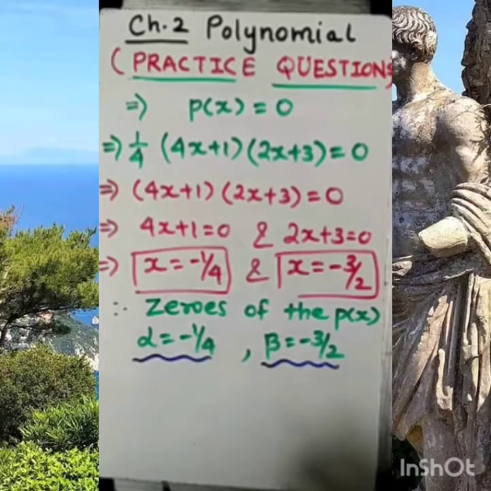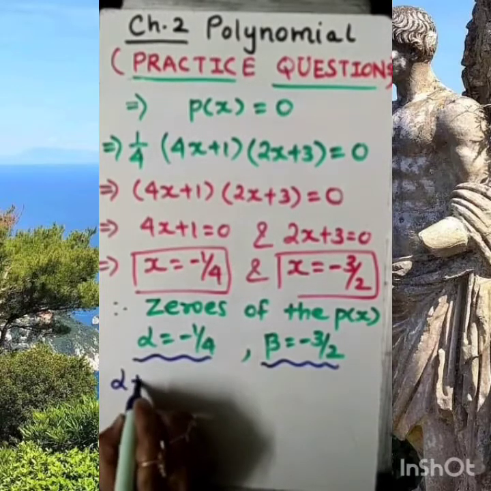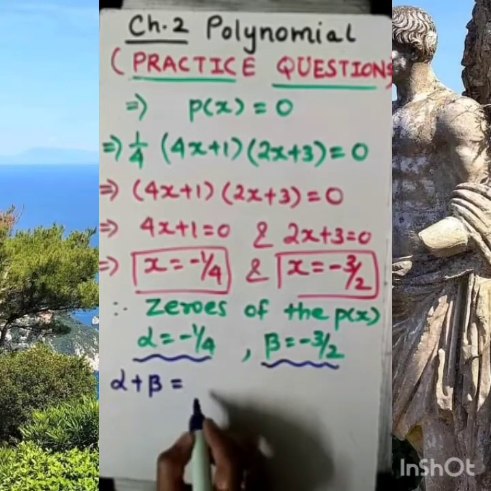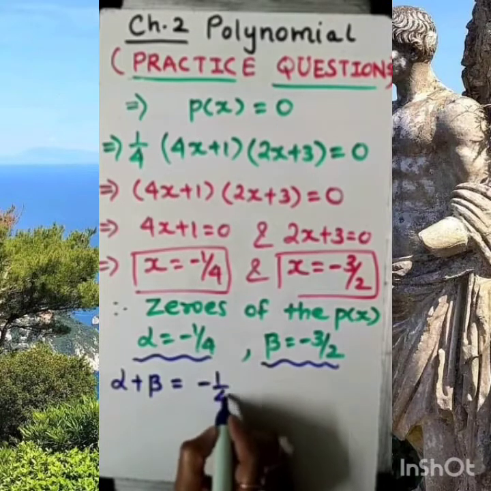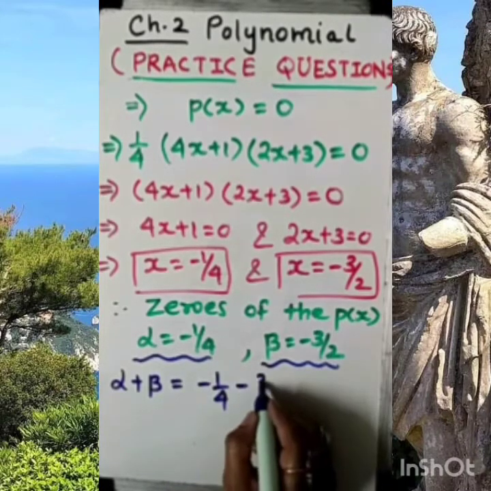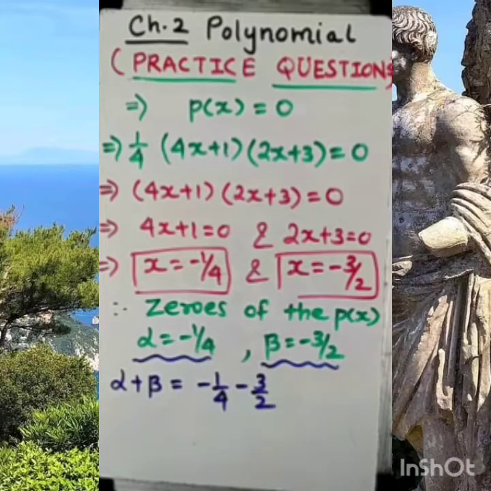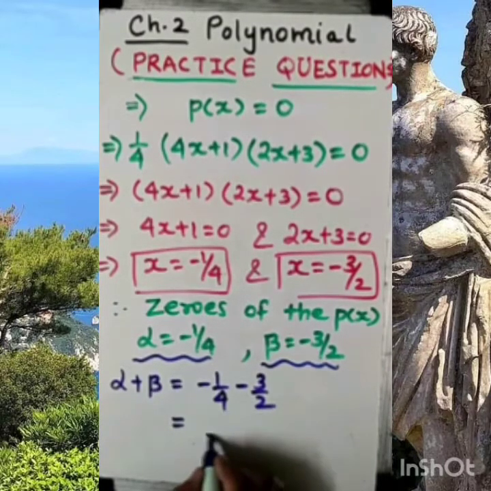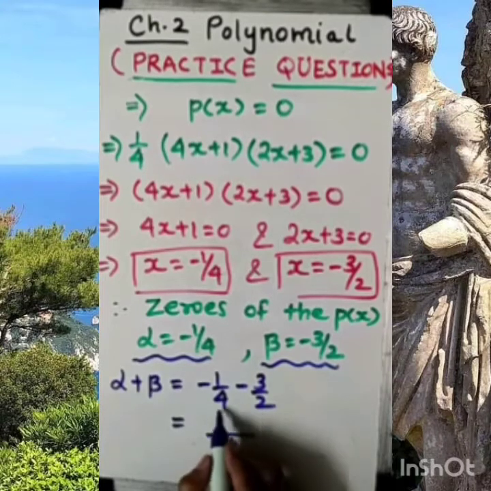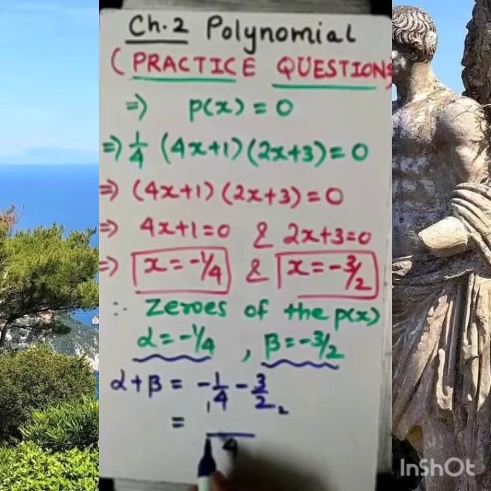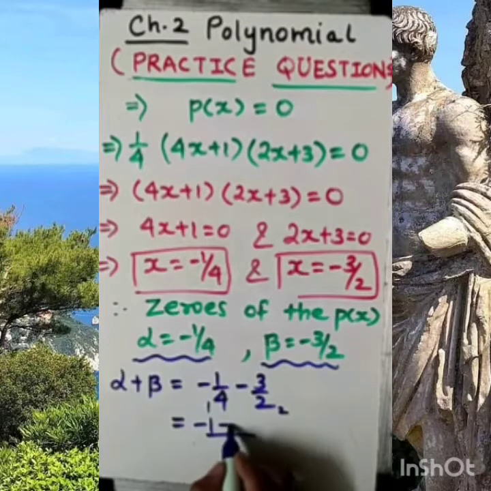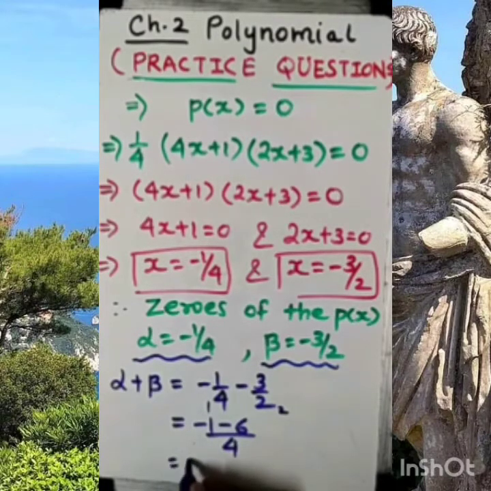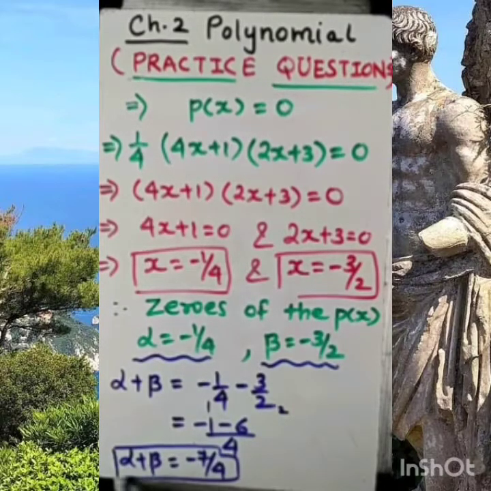Okay, so first of all, how do we check the relationship? Alpha plus beta. Let me add both of these: minus 1 by 4 and minus 3 by 2. So my dear student, if I take an LCM, it will be 4. I need to multiply here with 1, here with 2. So 2 threes are 6, and it comes to minus 7 by 4. The sum of the two zeros is minus 7 by 4.